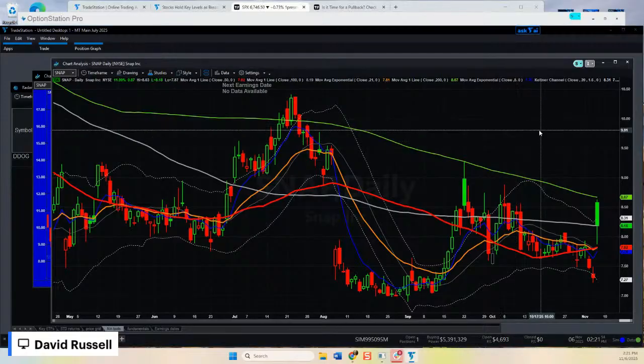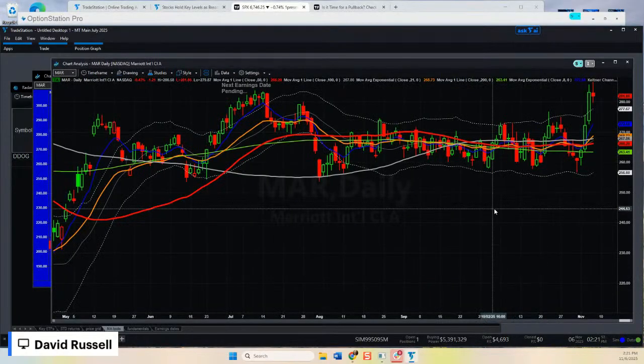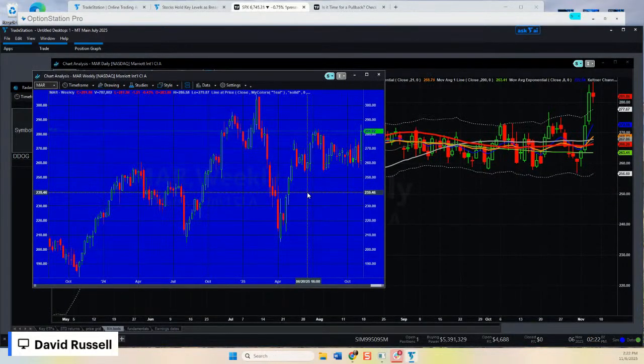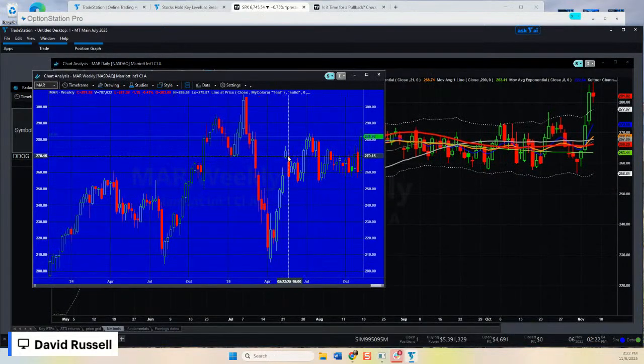Now, another name that I cannot figure out but is interesting is Marriott. Marriott had strong earnings, and this pattern is kind of freaky. I mean, look at how tight this thing has been, and now it's breaking out of it, or it's trying to break out of it. So I think we want to look and see if something happens here with MAR.